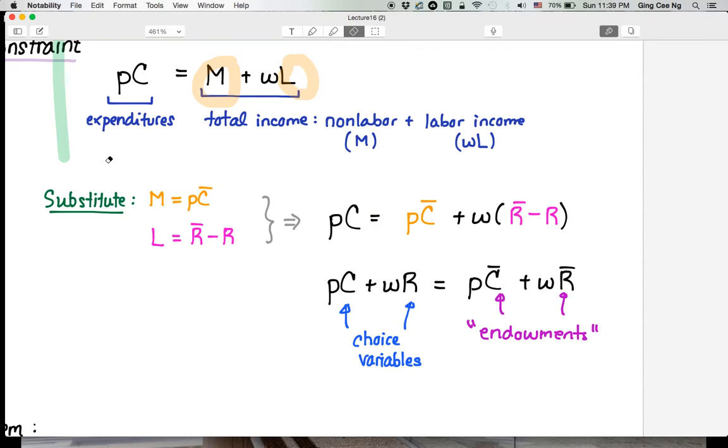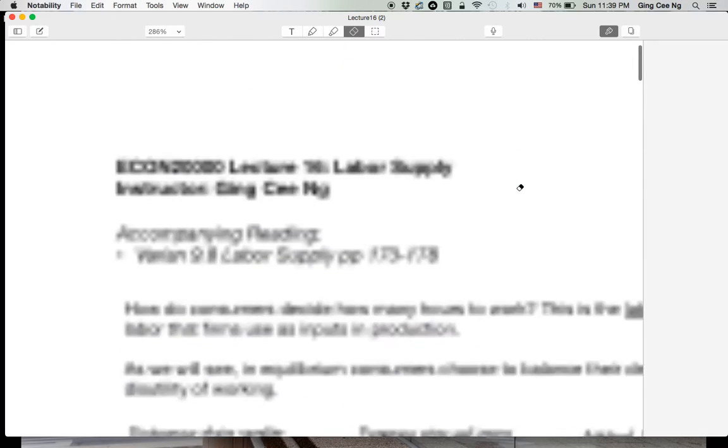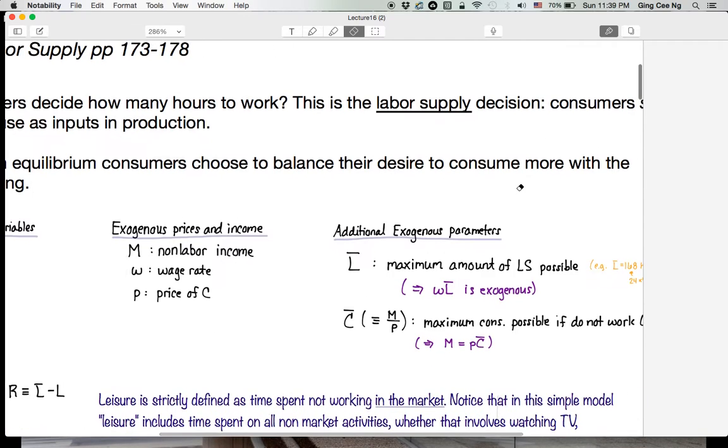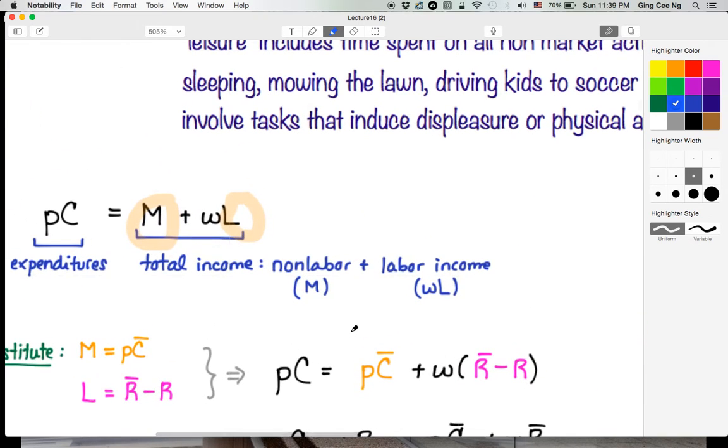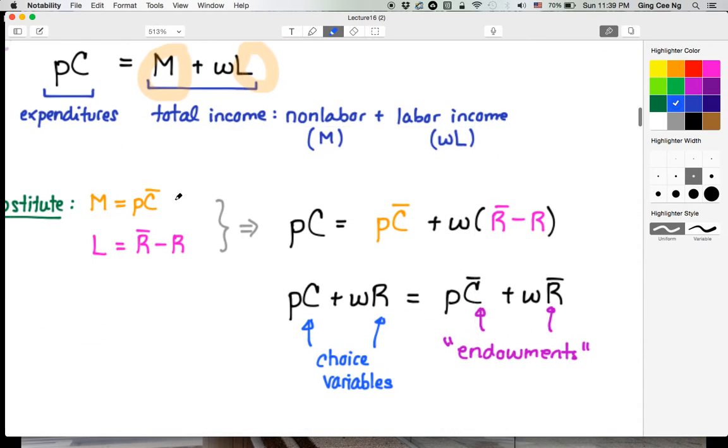Well, I already told you that M, which is your nominal income, your exogenous income, is equal to P times C bar. That was up here. We defined C bar as being the maximum consumption possible if you didn't work any hours. We're going to make that substitution in here.